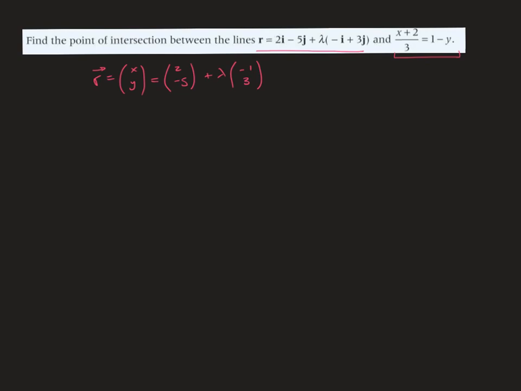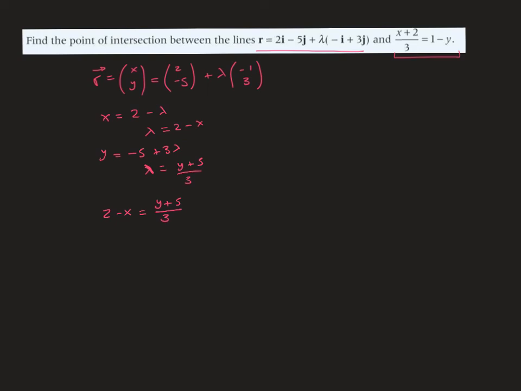From here, x is going to be 2 minus lambda. That is, lambda is 2 minus x. And y is minus 5 plus 3 lambda, which means lambda is (y plus 5) over 3. So this first equation has the form 2 minus x equals (y plus 5) over 3. Now we have both equations in the same form.